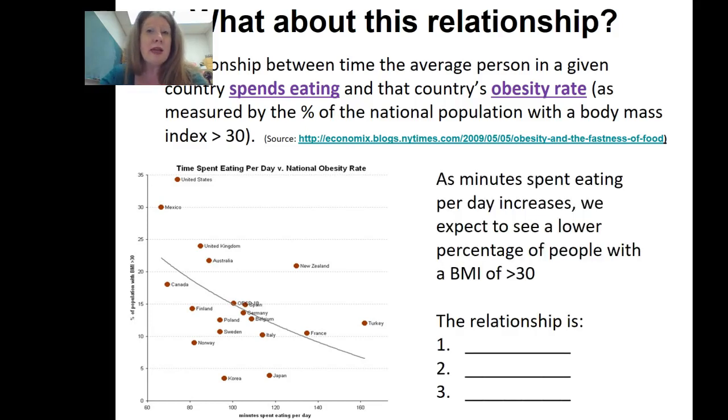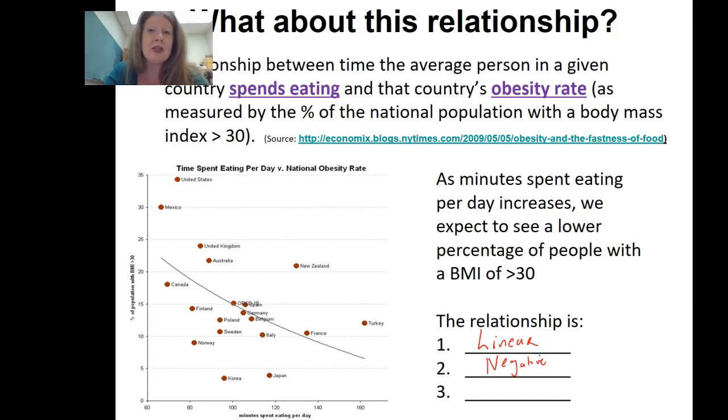And again, each point here is a different country. So here, if you had to describe the relationship, what would you say? Remember what those three key things are. There is a line that goes through the points, so we would say it's linear. The direction is something we'd want to comment on, and here we have a negative direction.